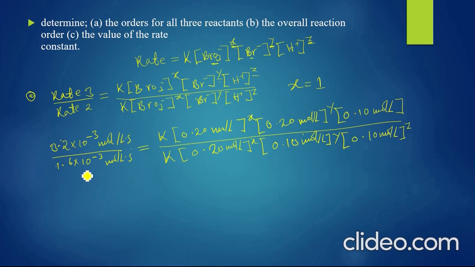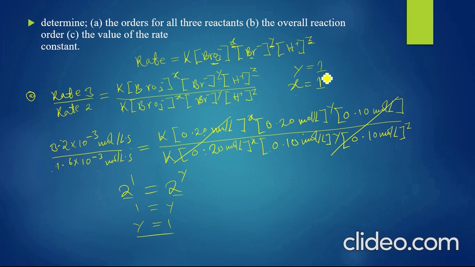Then you divide. This divided by that, we're going to get 2 is equal to, and what's common here, down and top, is the same, so you cancel. Then you divide these two, and you're going to get 2, and don't forget there's a power y there. Laws of indices: if the bases are the same, you equate the powers, so therefore 1 is equal to y. So the order y with respect to the bromide ion is 1.